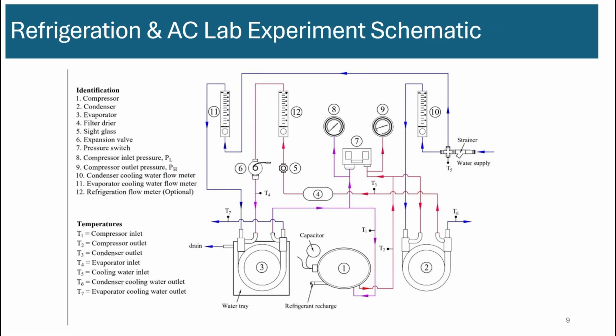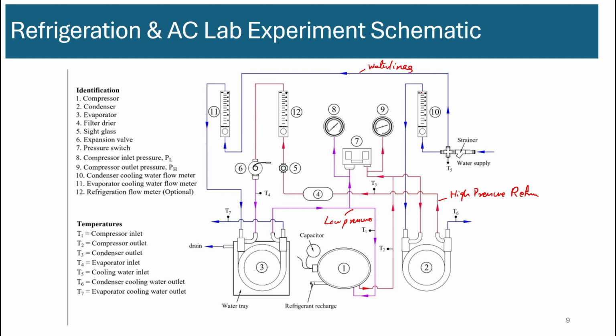All right, so this is the schematic of the system. It looks a little bit confusing, but all the blue lines are water lines, okay? All the red lines are high pressure refrigerant lines, and the purple ones are low pressure refrigerant lines. If you think that way, it'll be easier to understand.